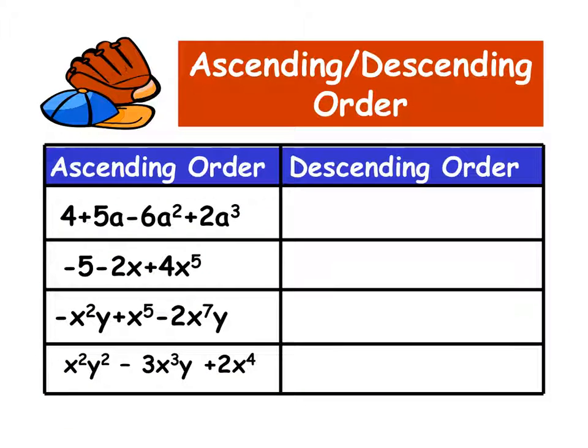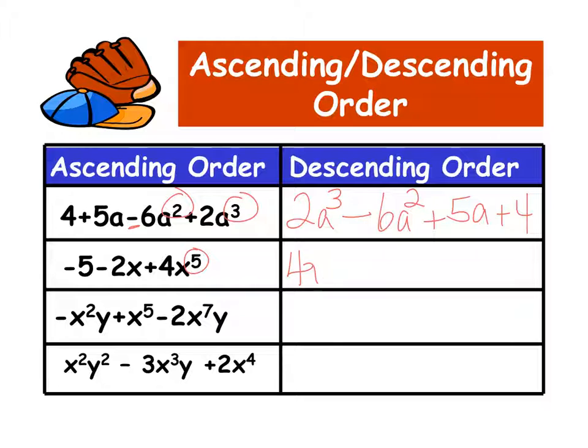Alright, all these polynomials are in ascending order, from smallest exponent to largest, and we're going to rearrange them to be in descending order. These are all a's here, so we're just going to start with 2a to the third, my largest exponent, minus 6a squared, because there's that negative in front of 6 there. Then my next one is the degree 1, and finally degree 0. Now, same thing with my next one. My largest one is degree 5, so I put the term with degree 5, then my term with degree 1, and then one term with degree 0.